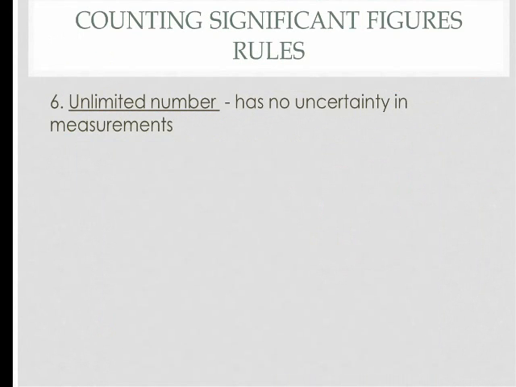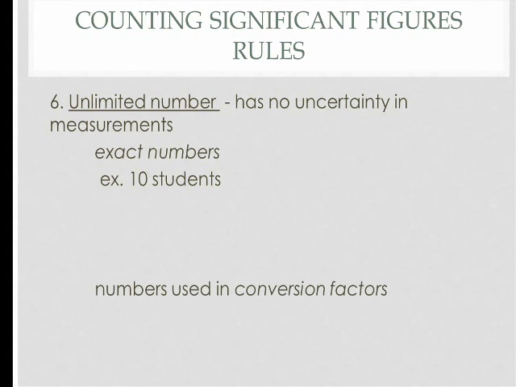So unlimited number, number 6. This is when there is no uncertainty in measurements. When you don't really measure anything, you just know. For instance, exact numbers. 10 students. We don't have to measure 10 students. We know there's 10 students. When we can count something like 10 students, that's no uncertainty. Another example is with conversion factors. So there's no uncertainty there. We know that 1 meter is about 3.3 feet.